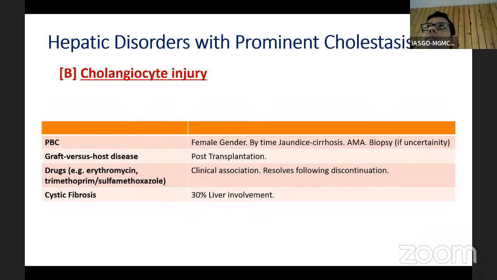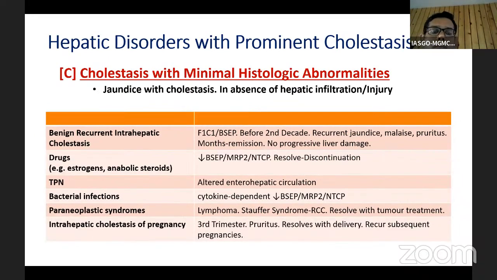In a patient in a post-transplant setting, graft versus host disease needs to be considered, along with cholangiocyte injury commonly caused by certain drugs like erythromycin, trimethoprim, and sulfamethoxazole. In cystic fibrosis, 30% liver involvement is reported.